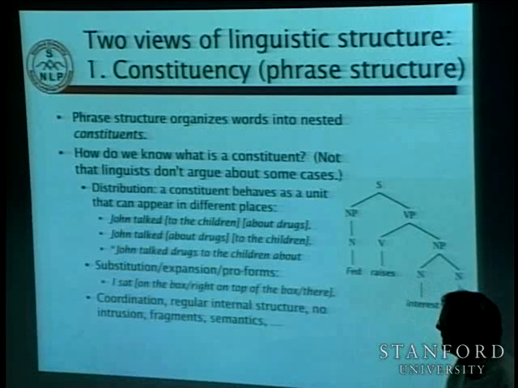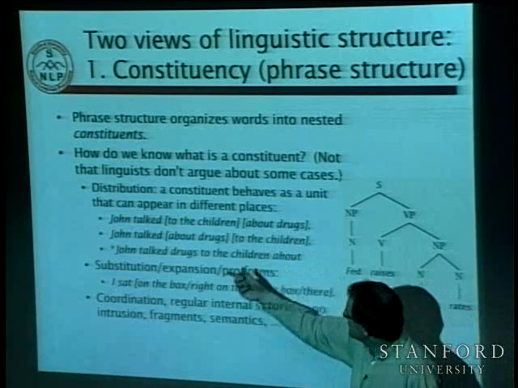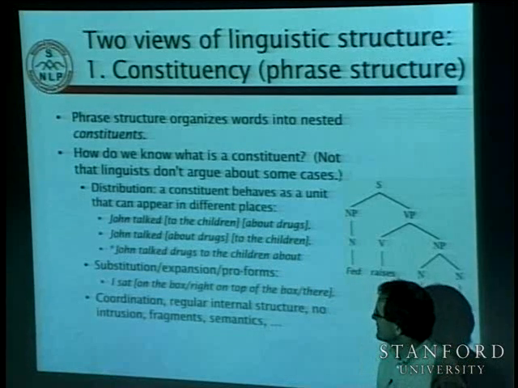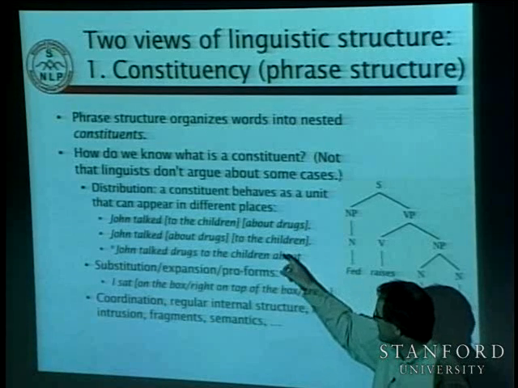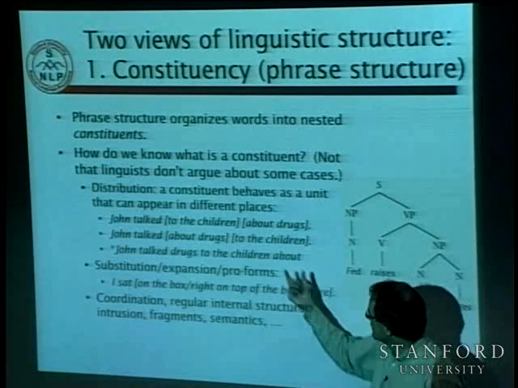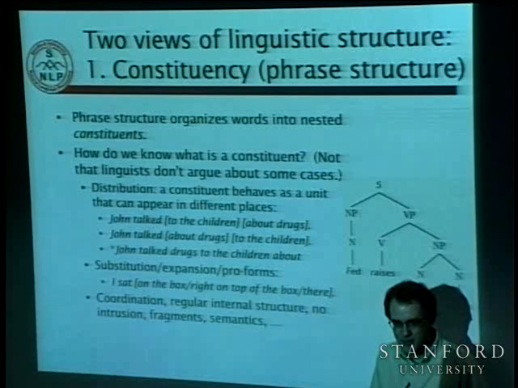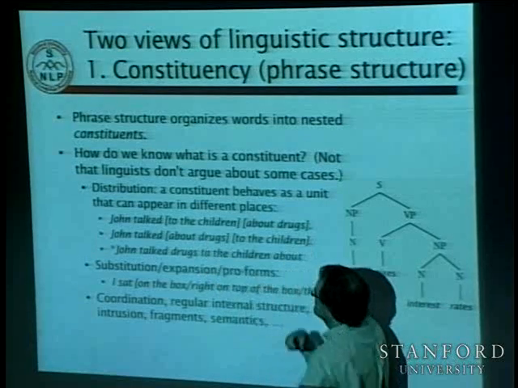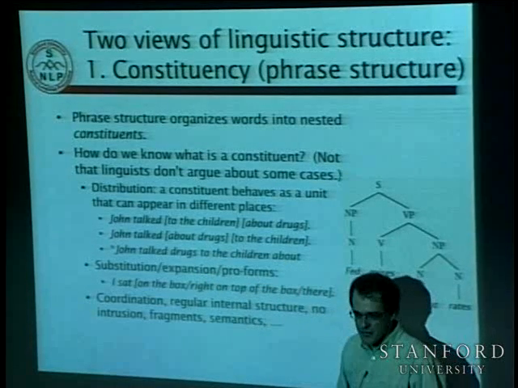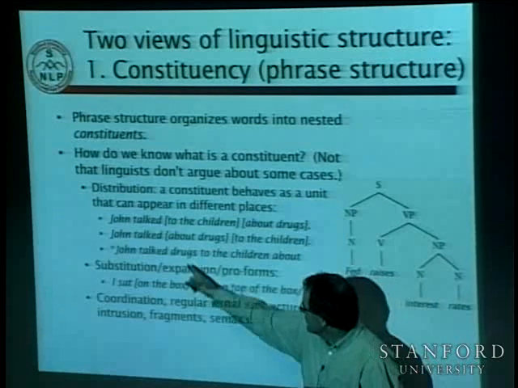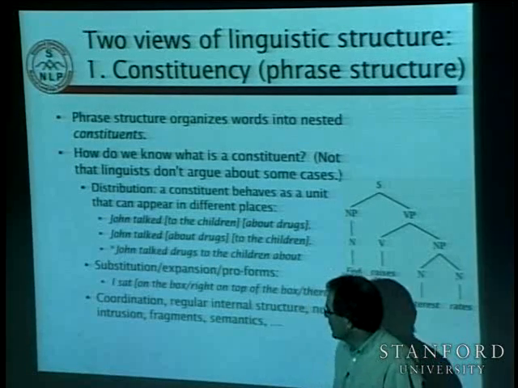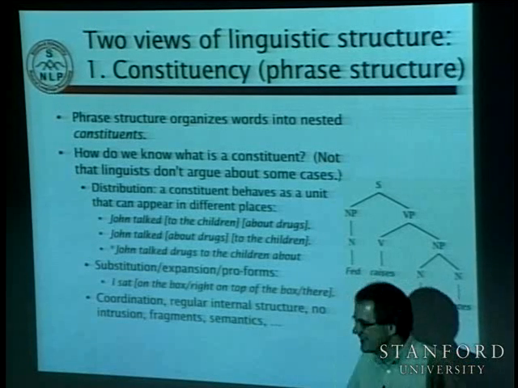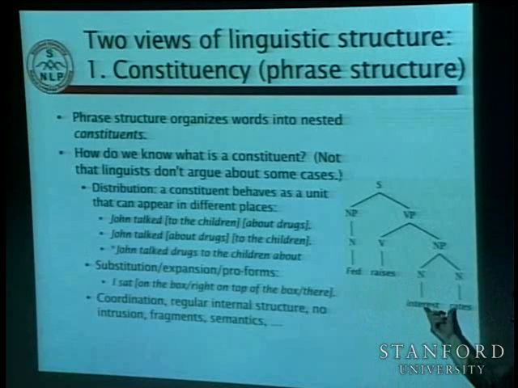But in very brief, these are the kinds of evidence people use for constituency. If you have groups of words that move around as a unit, that's evidence that they're a constituent. So you can say, John talked to the children about drugs, or John talked about drugs to the children. The fact that you can swap those two units makes it look like both of them are constituents. Whereas, let's take these four words, drugs to the children. Can I move them around? If you try to swap that with the remaining words John talked about, you get John talked drugs to the children about. Doesn't work, right? So that's evidence for that being a constituent.